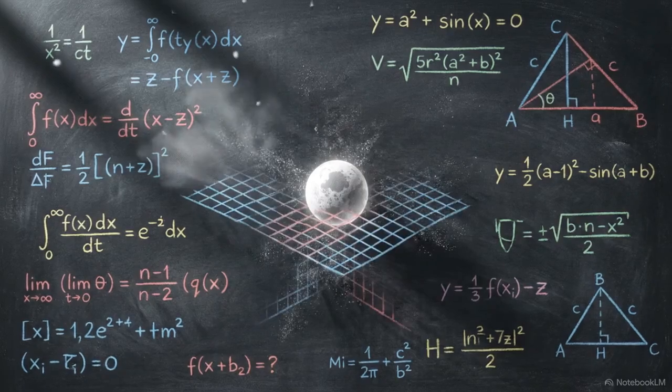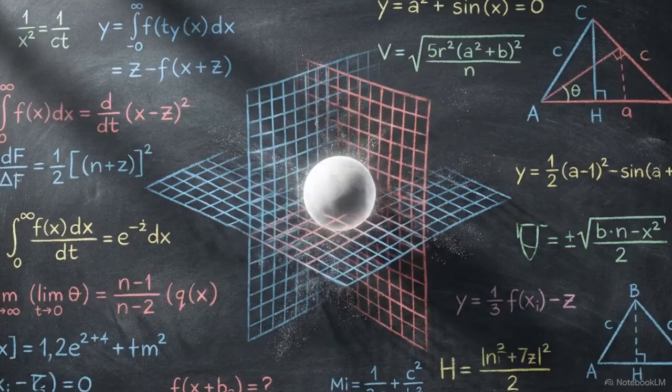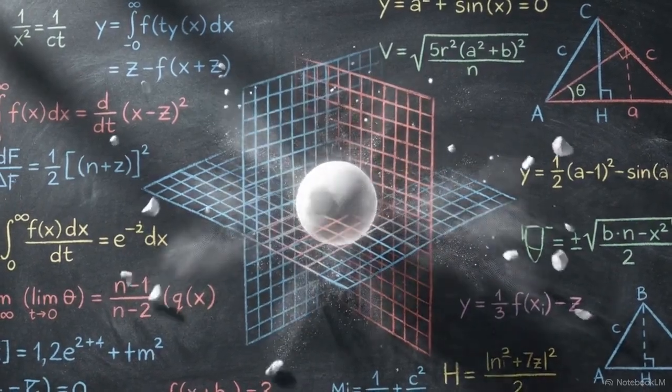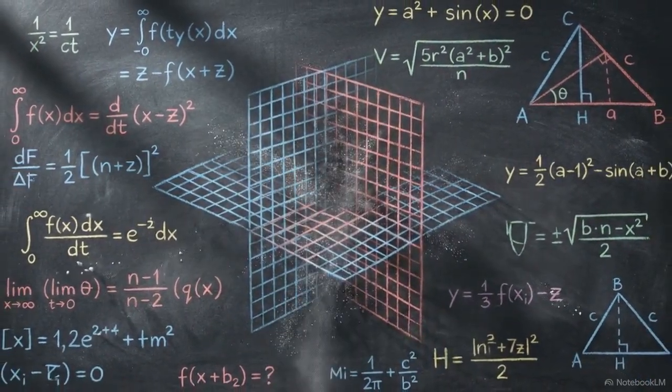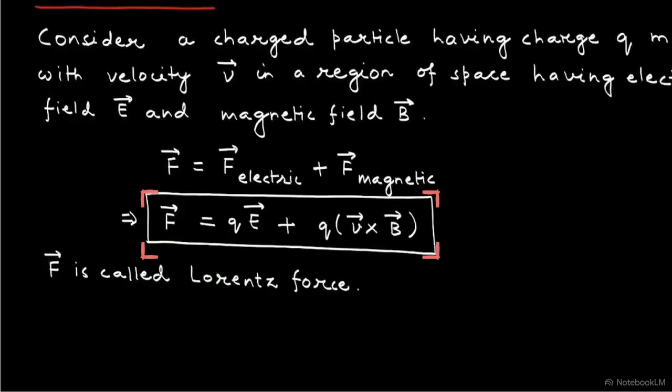If a charged particle enters a region of space permeated by both an electric field and a magnetic field, it must navigate two distinct forces simultaneously. The combined interaction of these dual fields exerted on the particle is known as the Lorentz force. This equation establishes the mathematical rule. The total force vector is the sum of two parts.